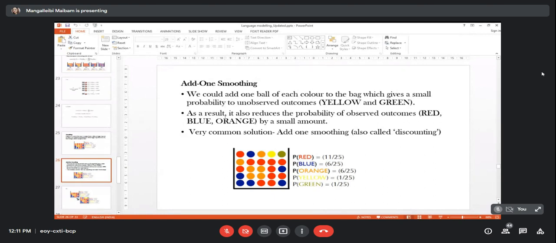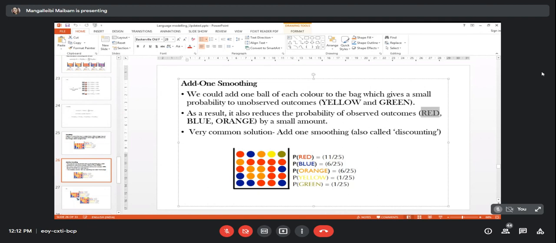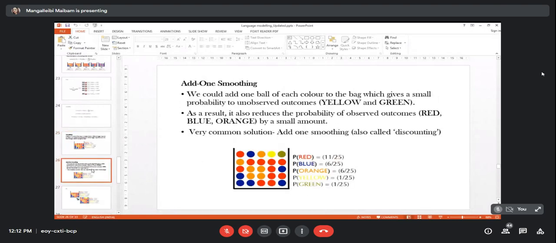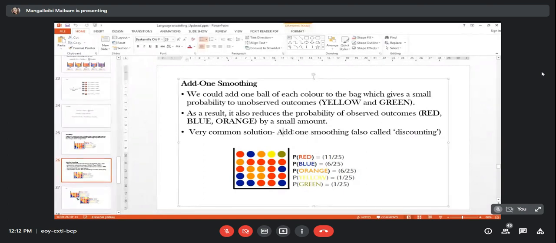As a result, it also reduces the probability of observed outcomes. So now the probability for red, blue and orange will be reduced by a small amount, because since we have added 1, 10 divided by 20 is 0.5, whereas 11 by 25 will get a little lesser value. So this technique is also known as discounting. Okay. So add one smoothing is also known as discounting.